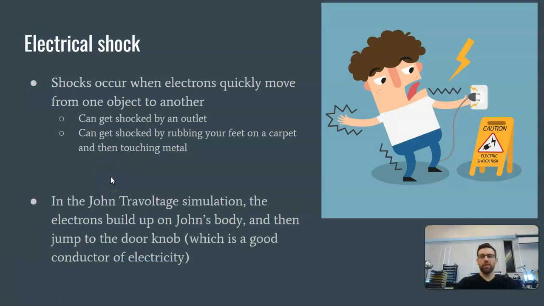There's a simulation that I'm going to have you play around with if you haven't yet, where you have the electrons build up on a person's body, and then you see what they do. But the short idea is that the doorknobs we usually see are metal, and so they're good conductors. They'll easily have electrons move from one thing to another.